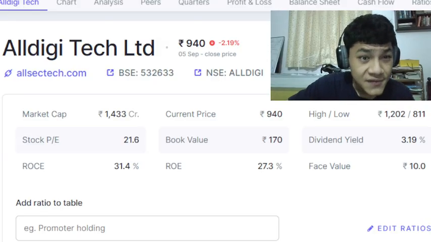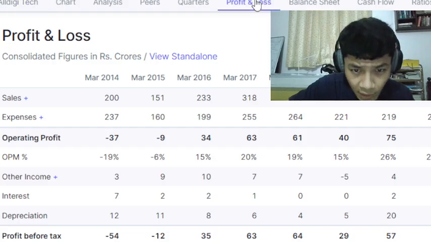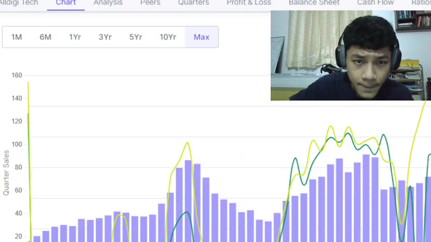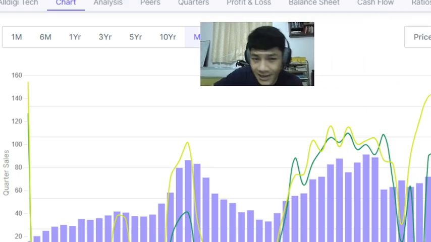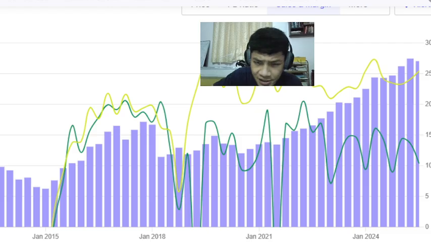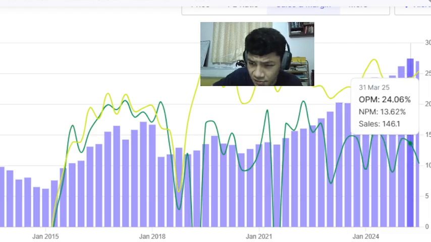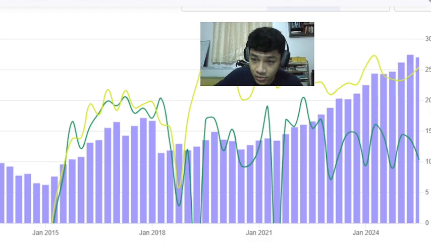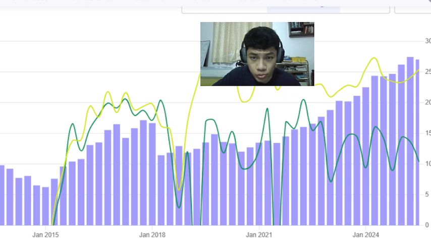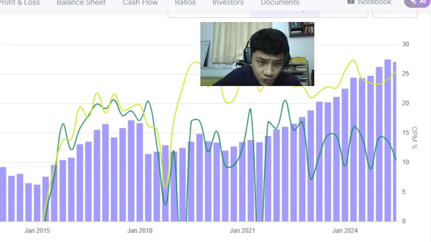So let's take a look at its financials. Now, the company has two phases. The blue blocks, these rectangular things, are the company's quarterly sales. The green lines are the net profit margins. The yellow lines are the OPM, operating profit margins. So it's two stories. The company has two stories.